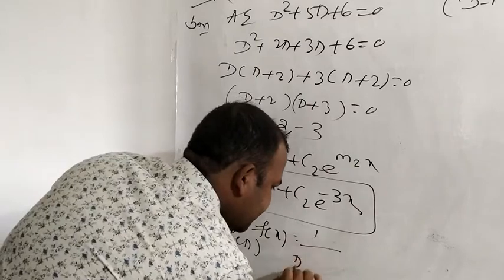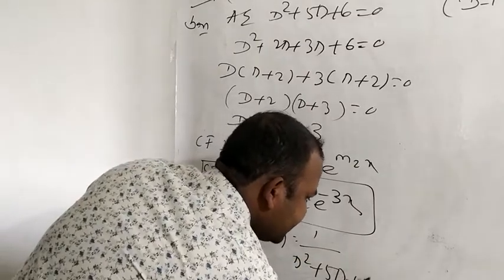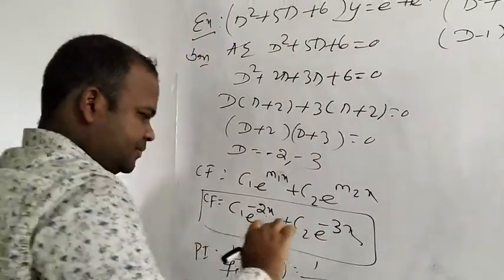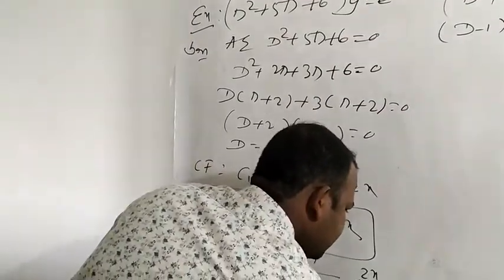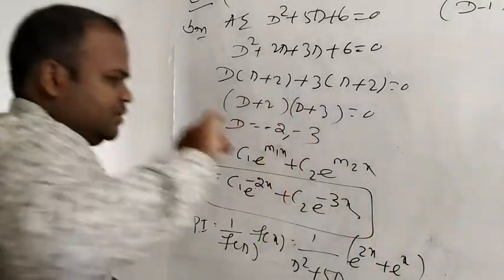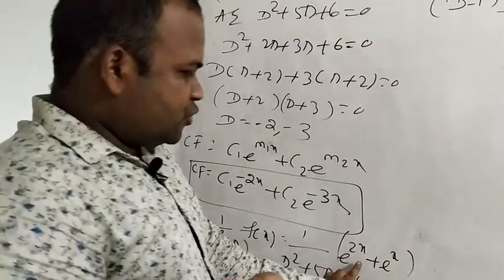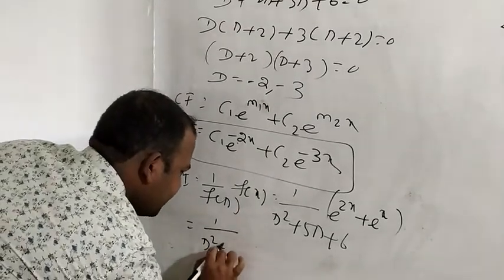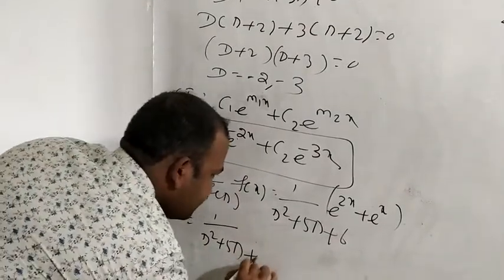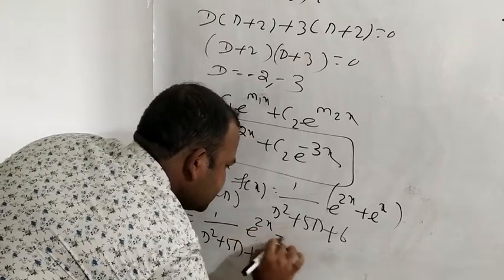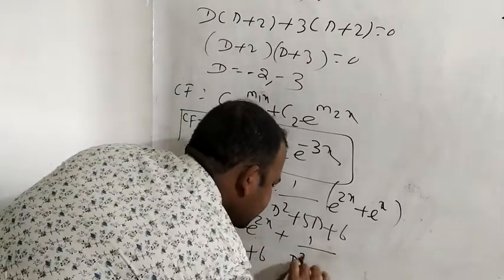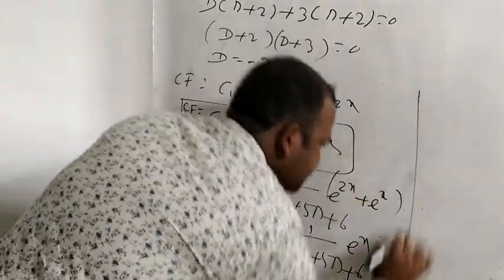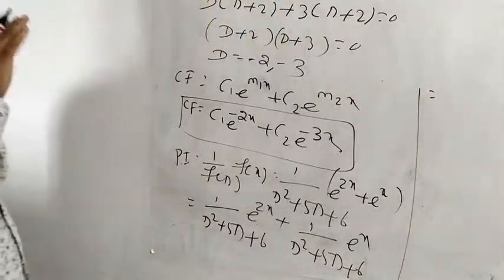So this is 1 upon D square plus 5D plus 6 of e raised to 2x plus e raised to x. So you split it into two parts: 1 upon D square plus 5D plus 6 of e raised to 2x, plus 1 upon D square plus 5D plus 6 of e raised to x. What is the value of a?